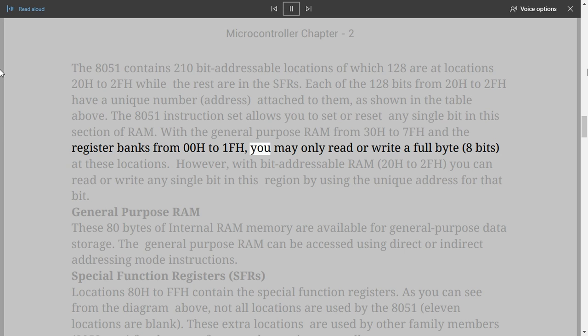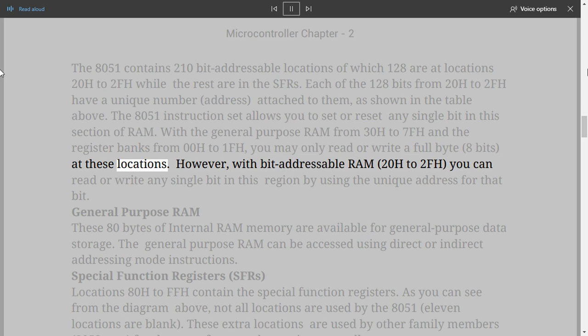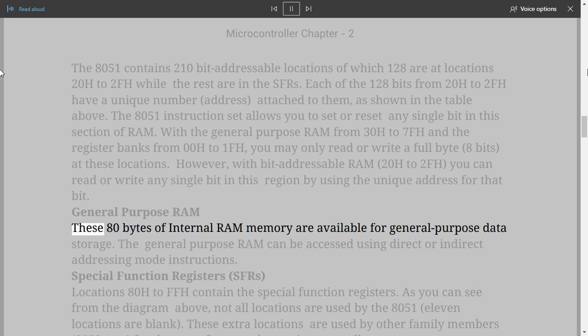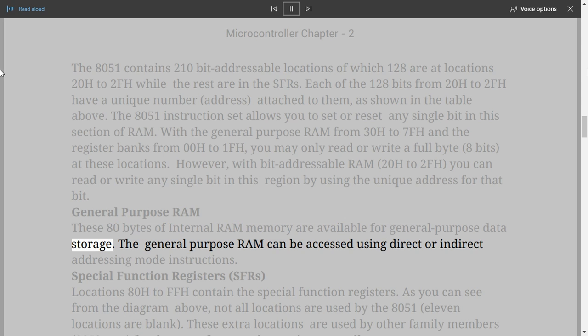you may only read or write a full byte, 8 bits, at these locations. However, with bit-addressable RAM, 20H to 2FH, you can read or write any single bit in this region by using the unique address for that bit. General-purpose RAM: these 80 bytes of internal RAM memory are available for general-purpose data storage. The general-purpose RAM can be accessed using direct or indirect addressing mode instructions.